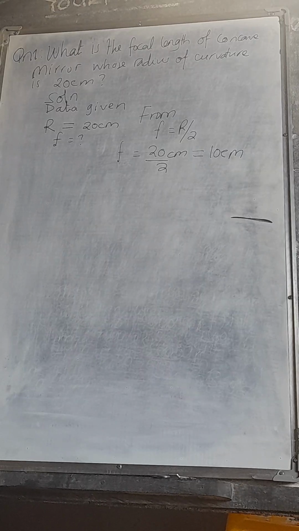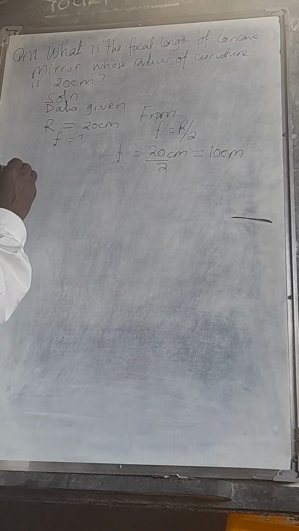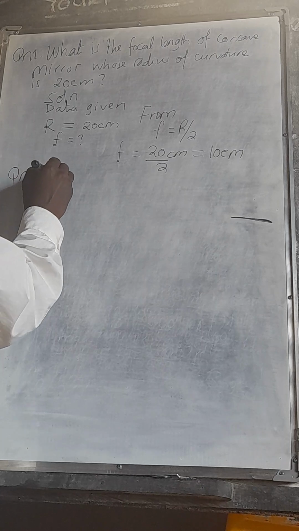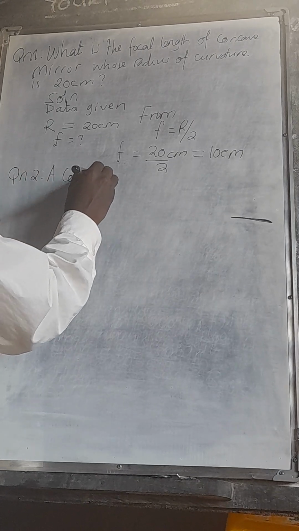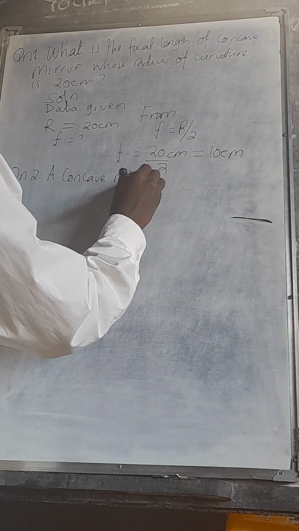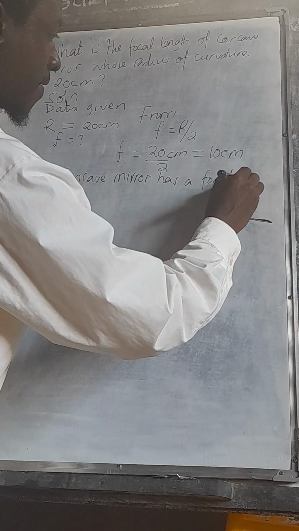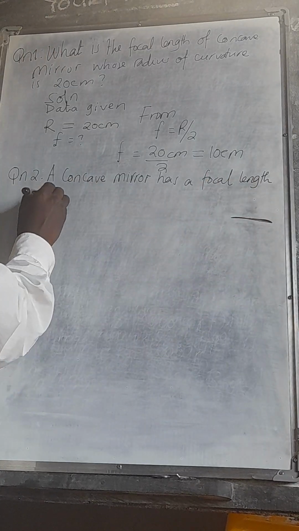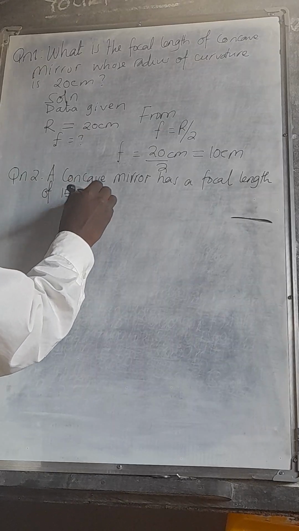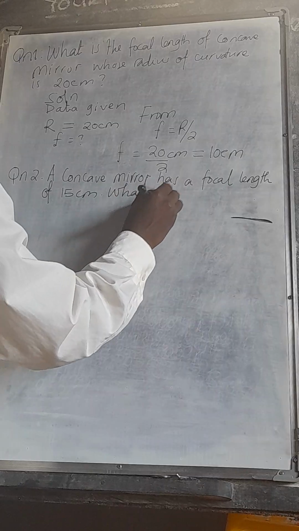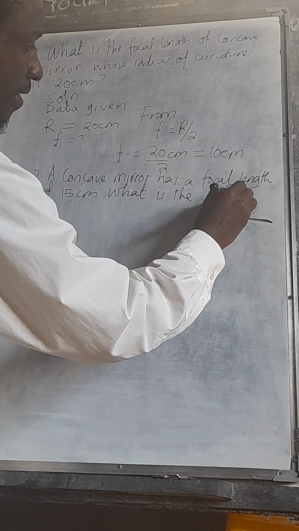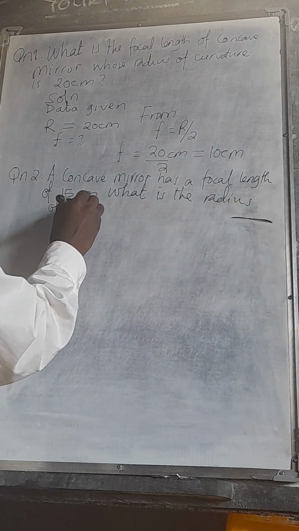Question number 2: a concave mirror has a focal length of 15 centimeter. What is the radius of curvature?